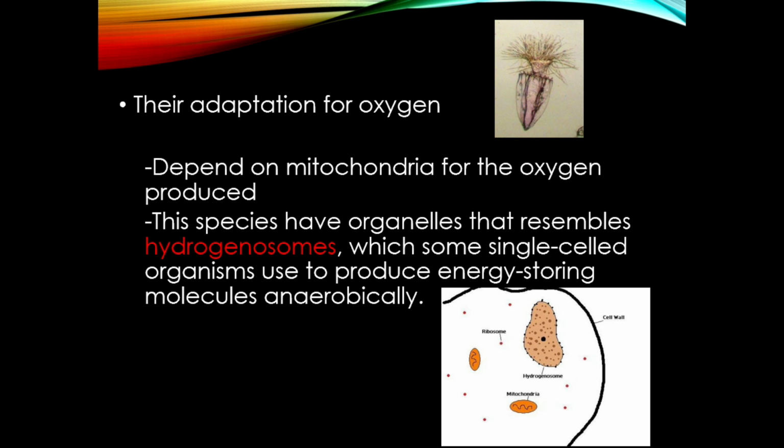How do they adapt in order to get oxygen? They depend on the mitochondria for the oxygen produced. This species has organelles that resemble hydrogenosomes, which some single-cell organisms use to produce energy-storing molecules anaerobically.